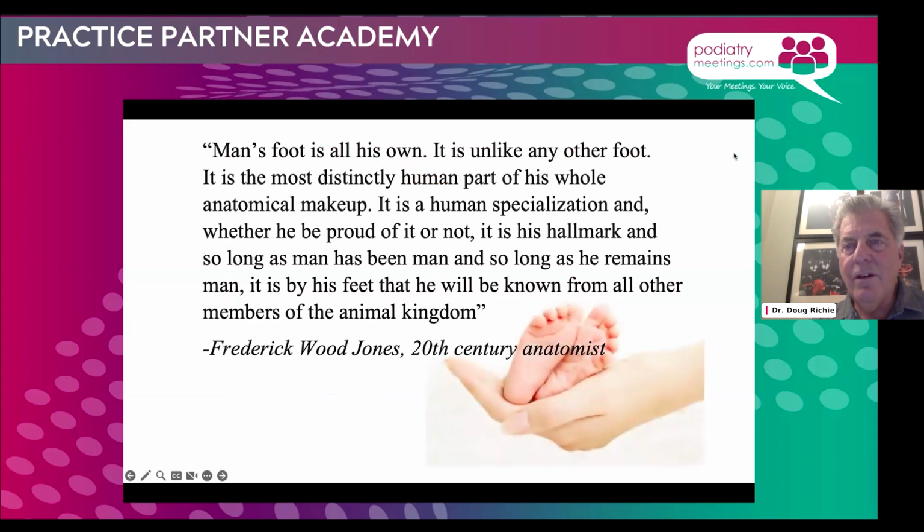This is a great quote from Frederick Wood Jones about the human foot, specifically comparing the comparative anatomy. And he says it's a human specialization, and whether he be proud of it or not, it is his hallmark. As long as man has been man, and as long as he remains man, it is by his feet that he will be known from all other members of the animal kingdom. That the foot is clearly a differentiating feature of humans compared to other primates.